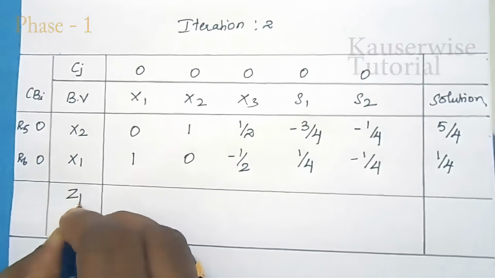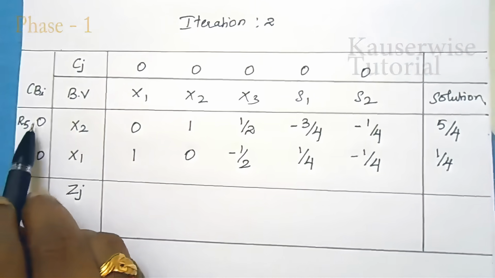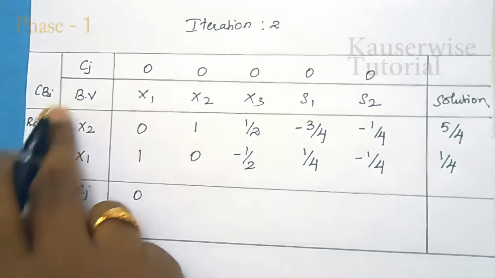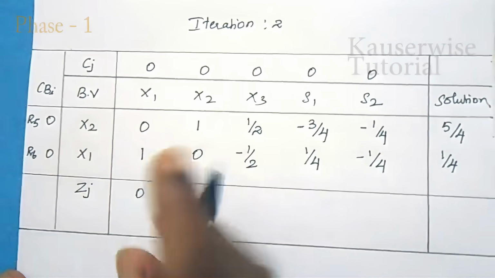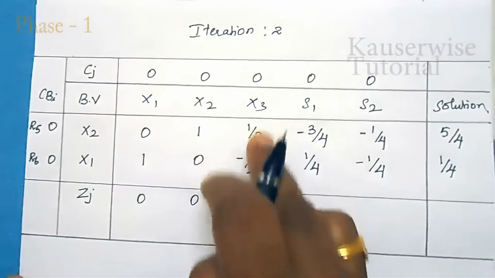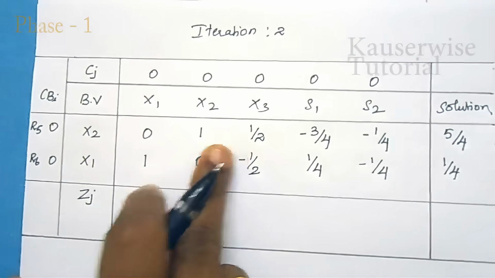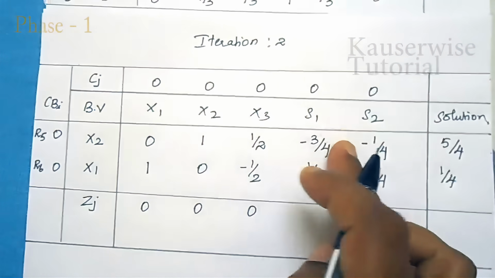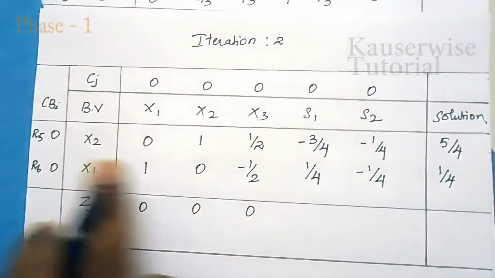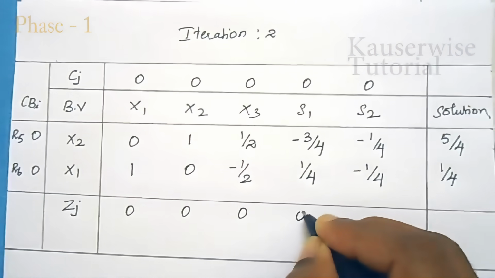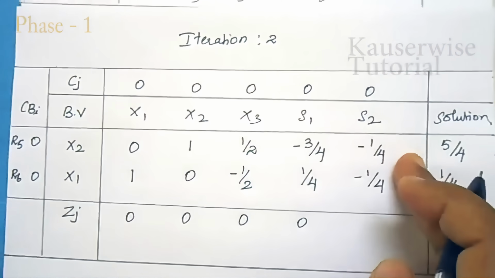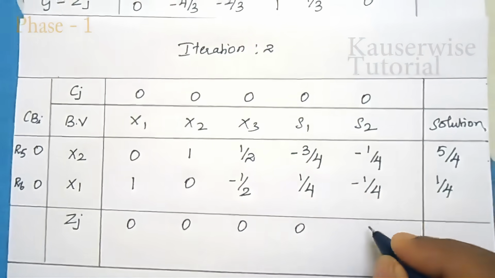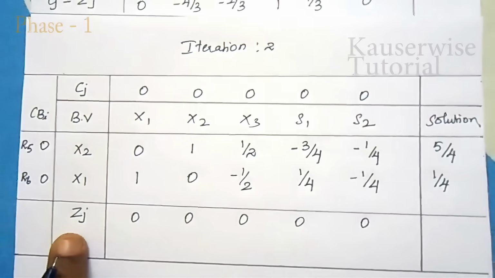Now we have to find Zj value. Okay, for Zj value, 0 into 0 plus 0 into 1 will get 0. For second one, 0 into 1, 0 plus 0 into 0, 0. The answer is 0. For x3, 0 into 1 by 2, 0 plus 0 into minus 1 by 2, 0. For s1, 0 into minus 3 by 4, 0 plus 0 into 1 by 4, 0. The answer is 0. For s2, 0 into minus 1 by 4, 0 plus 0 into minus 1 by 4, 0. So the answer is 0. So now we have got Zj values.